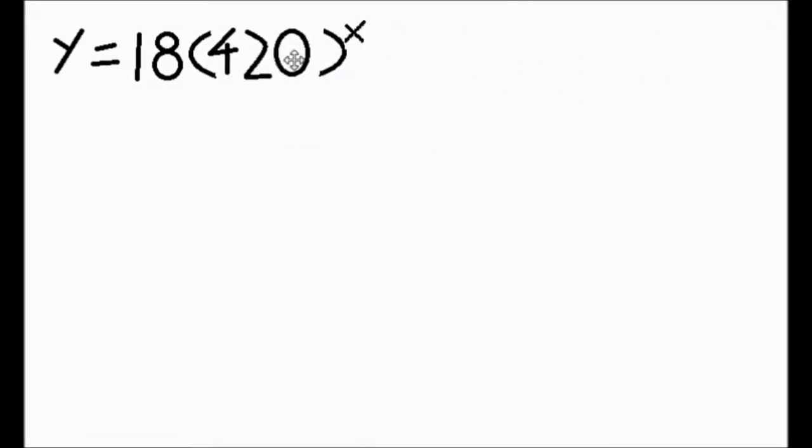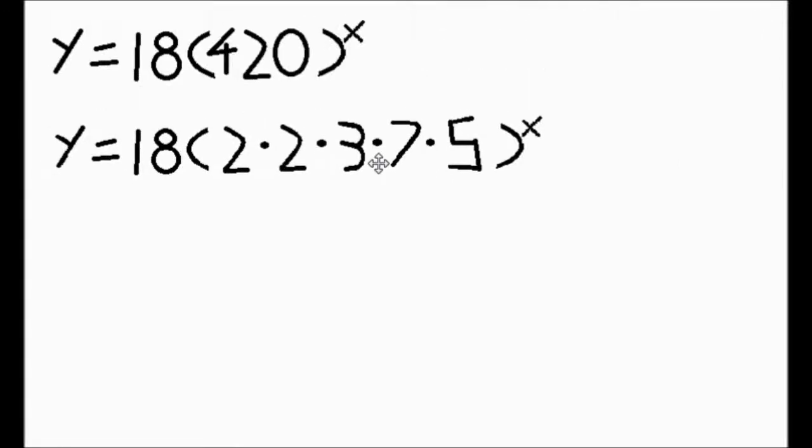Okay, so step 2 says write down the equation on a blank piece of paper, which I have over here, and it's y equals 18 times 420 to the power of x. And then now we have to find the prime factors of 420, which I already did, and we have to write them in the equation, replacing 420. So this is step 2.